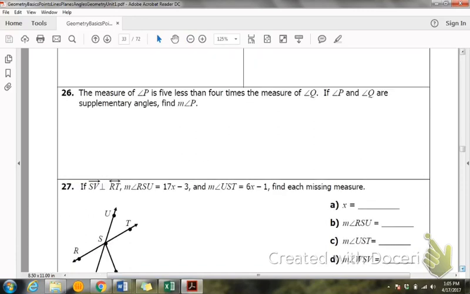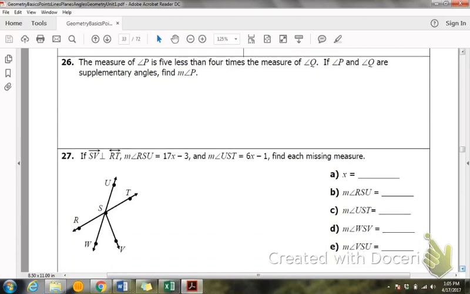So let's talk about this one. It says the measure of angle P is 5 less than 4 times the measure of angle Q. If P and Q are supplementary angles, find angle P. All right, that seems like a lot of words. P is 5 less than 4 times the measure of Q. Which angle do we know nothing about? Q, right? It's telling us a description about P, but we don't know anything about Q.